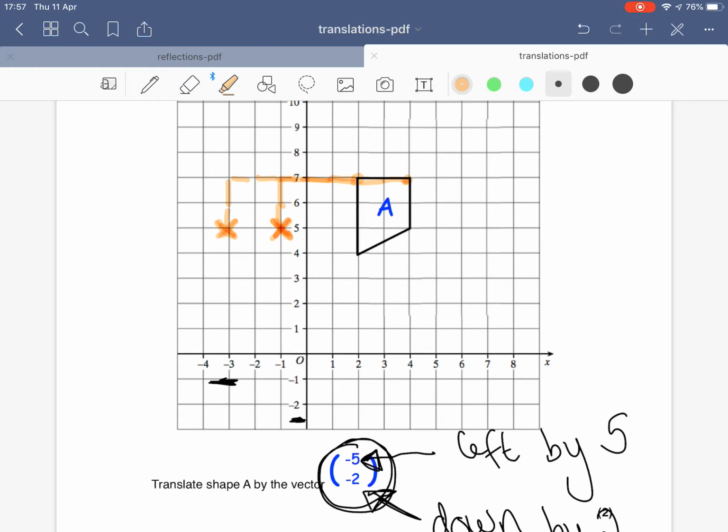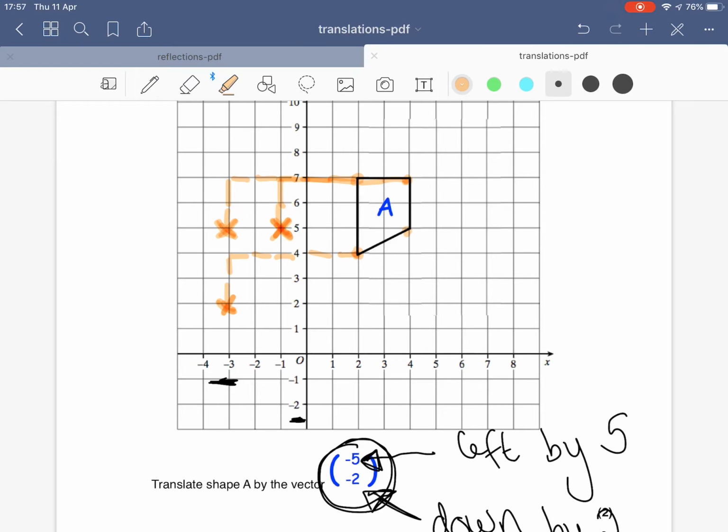If you can draw it from there, go ahead. If you want to do all the points, do all the points. It's your paper. This point here, left by 5, 1, 2, 3, 4, 5, down by 2, 1, 2, so that point is going to end there. I mean, I keep saying points, I should be saying vertices, but oh well.